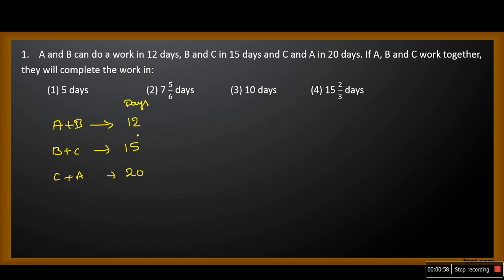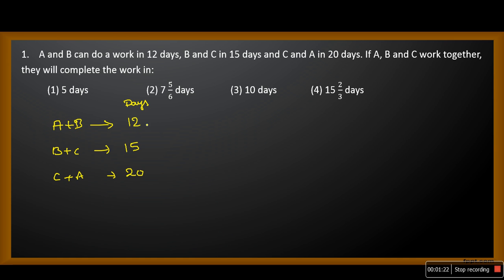From this, what can we say? Who is more efficient? Which group is more efficient: A plus B, or B plus C, or C plus A? C plus A is taking 20 days. It means they are taking more time to do the work. B and C is taking 15 days, and A plus B, it means A and B are taking 12 days, less time. It means they are more efficient. They will do more work. When people are more efficient, they do more work.